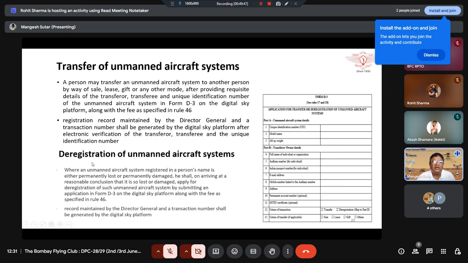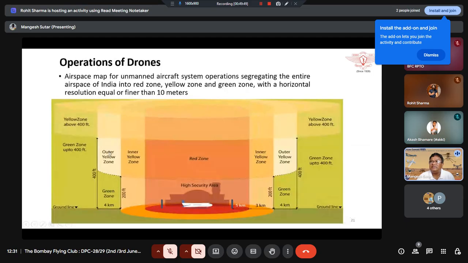Let's move to the next topic, that is operations of the drone. Operation of the drone is again a very important part of your Drone Rules 2021. This is the most important part, as you are now responsible pilots, and you will be getting a license. This is the most important topic from the entire topic of operations of your drones.